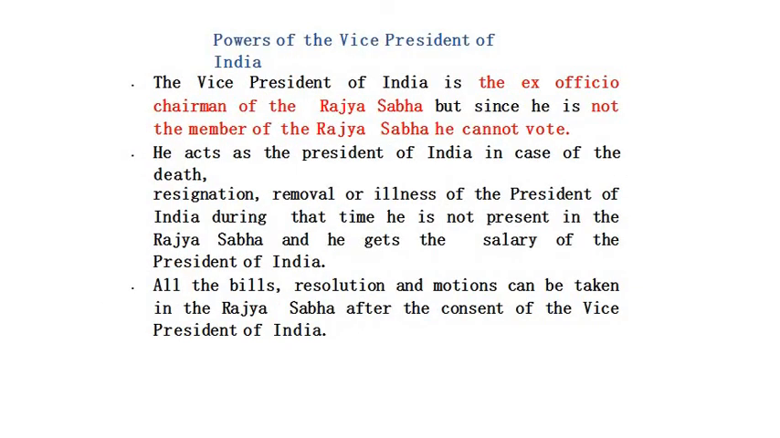Then comes the powers of the vice president of India. The vice president of India is the ex officio chairman of the Rajya Sabha, but since he is not a member of the Rajya Sabha, he cannot vote. That means, like in the Lok Sabha we have the speaker, similar to that in the Rajya Sabha there is the chairman, but the chairman is always the vice president, and as he is not a member of the Rajya Sabha, he cannot vote in any type of bill.